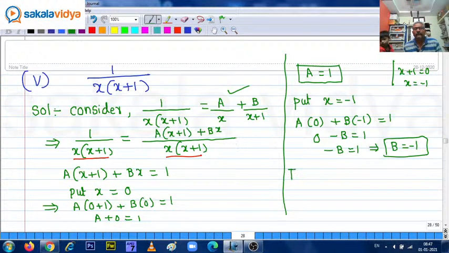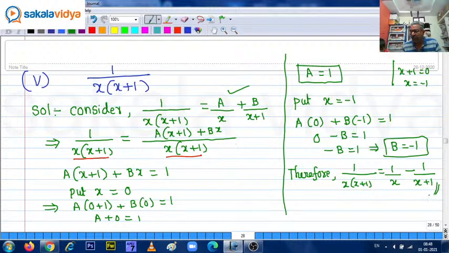So therefore, 1 upon x times x plus 1 partial fractions we are going to write now. A is 1 upon x, b is negative 1, minus 1 upon x plus 1. These are the partial fractions. I hope you might have understood this one. Right?